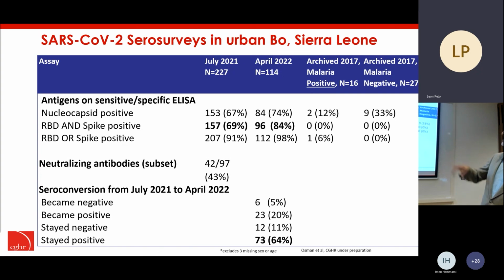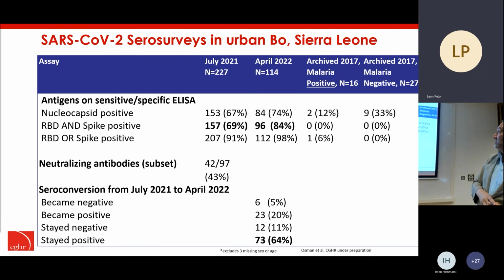It's a little bit busy, I apologize, but if you look at the three antigens, nucleocapsid is the one that's most noisy. And sure enough, you see that when you look at historic malaria samples, there's some cross-reactivity there. But interestingly, more with the malaria negative than the positive. Receptor binding domain and spike, if you look at the very strict criteria, they were both positive. The first round in the Delta wave showed close to 70% prevalence. And if you look by age group, it was actually at all ages.